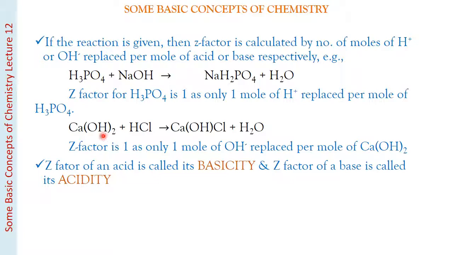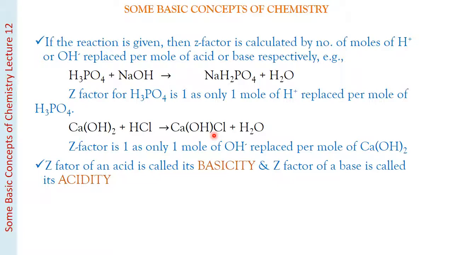Similarly, for calcium hydroxide, if you see the formula only, then the Z factor is going to be 2. And you will be using that too if the reaction as a whole is not given to you. But if it is given and you see that in the product formed only one OH is being replaced by the chloride, the other is still in the compound, then you have to calculate the Z factor according to the reaction. So here the Z factor for calcium hydroxide would also be 1 and not 2.